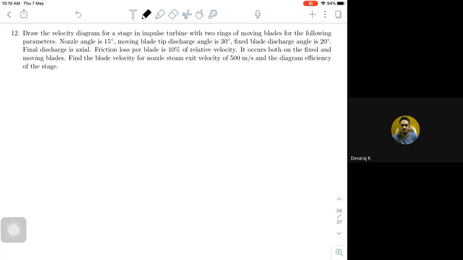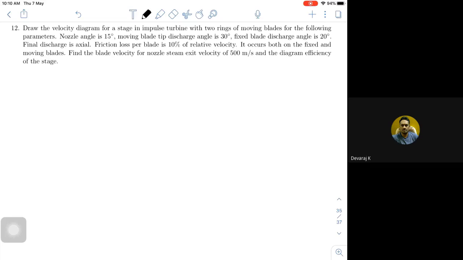Find the blade velocity for the nozzle steam exit velocity of 500 meters per second. So we have to find the blade velocities, for both, and the diagram efficiency. Your diagram efficiency, or what we call gross stage efficiency or hydraulic efficiency, is what is called diagram efficiency. Let's look at it. What is given and what is the solution? Let's look at the solution. What is given?